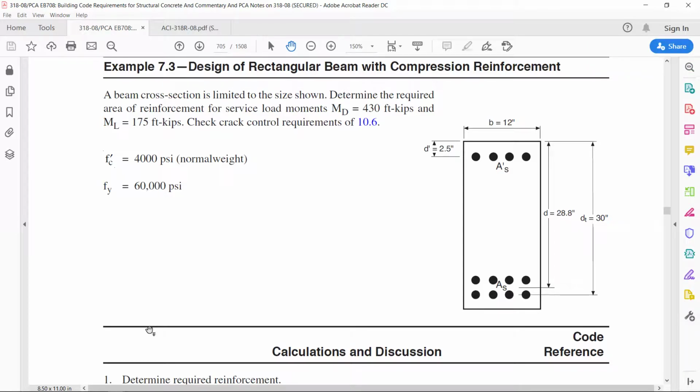In this video, we are going to check the design of a rectangular beam with compression reinforcement. You can see in this example, the cross section of the beam is 12 inch and the effective depth is 28.8 inch. The bottom bar is at 30 inch, so we can assume a total overall depth of the beam as 33 inch.